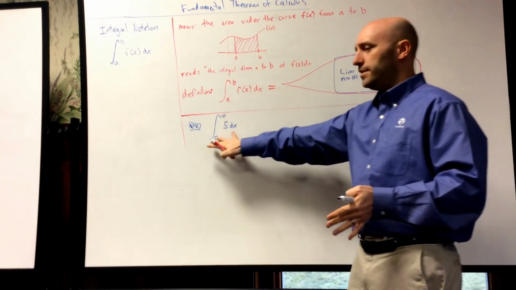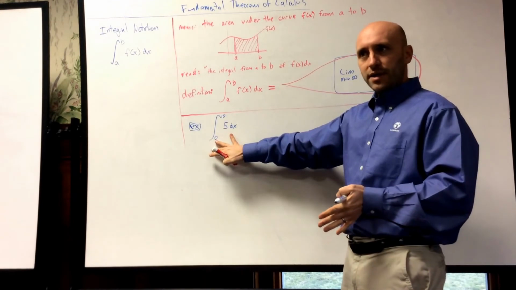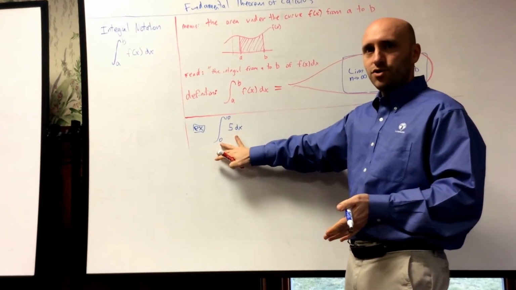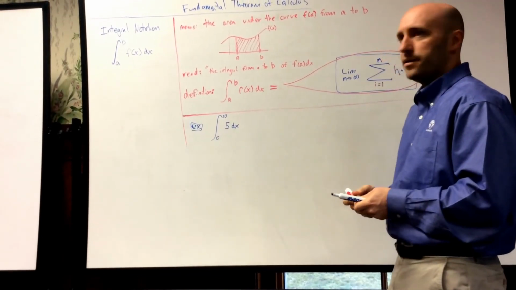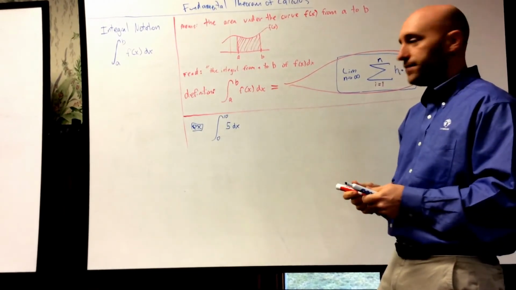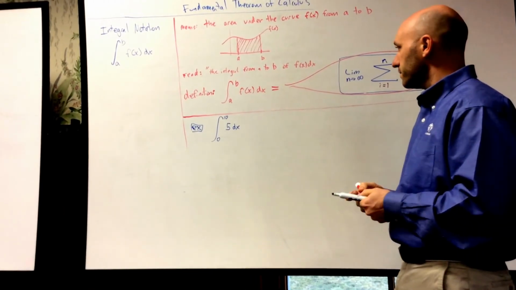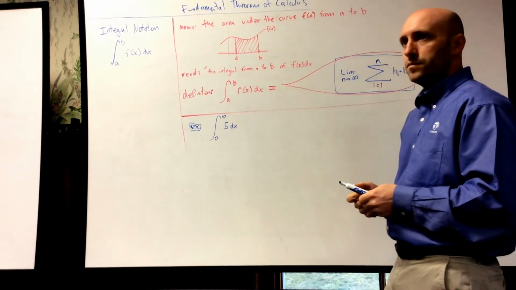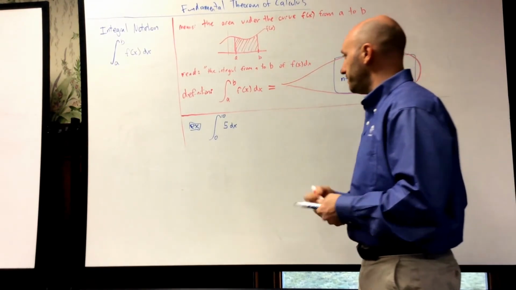I haven't taught you how to do these yet, by the way, but I'm picking special examples that you do know how to do based on what the shape looks like. That's just gonna be 50. How do you know that? Because 5 times 10 is 50. It's a perfect rectangle.